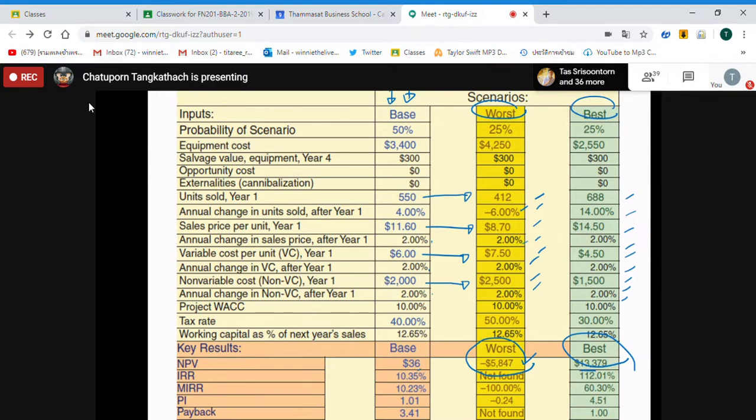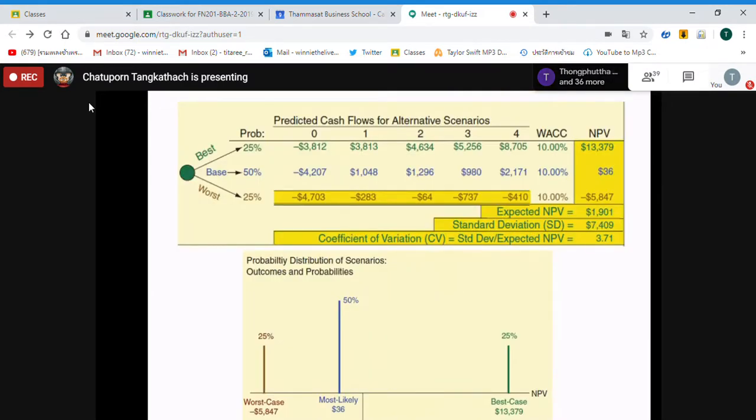13,379 in the best case. For each case, we also have what we call the probability. So we assign the probability of each scenario here. For the base case, the probability will be 50% of the time. The worst case, the probability is 25% of the time. The best case, another 25% of the time. So the cash flow that we get case by case, best case, worst case, this is what we have. And we have the NPV that I showed you earlier like this.